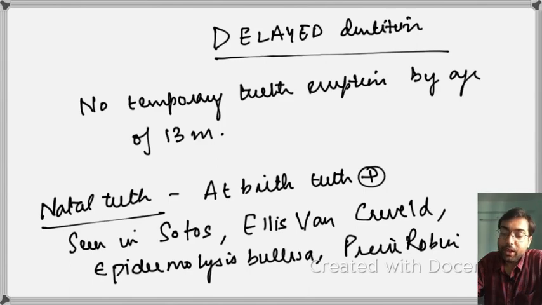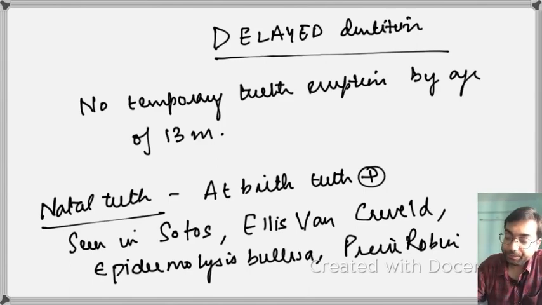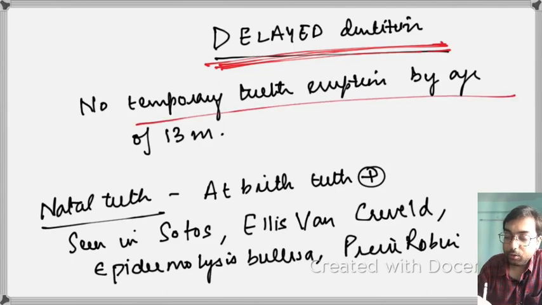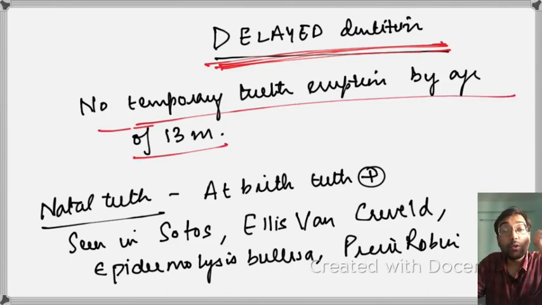Now we are seeing delayed dentition. What is delayed dentition? Delayed dentition is when no temporary teeth erupt by the age of 13 months. We know that temporary teeth start erupting at the age of 6 months, so if there is no temporary tooth eruption and the child is more than 13 months old, then there is delayed dentition. And what are natal teeth? Natal teeth means the child is born with teeth.